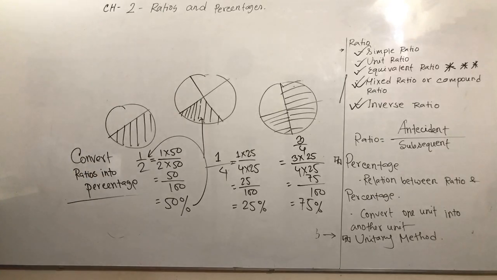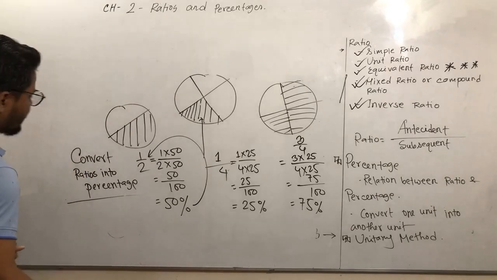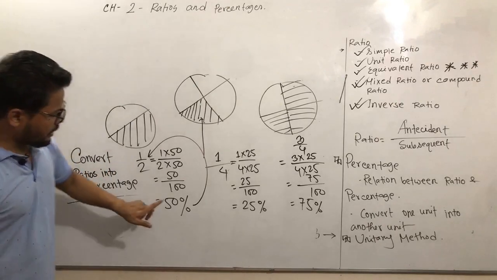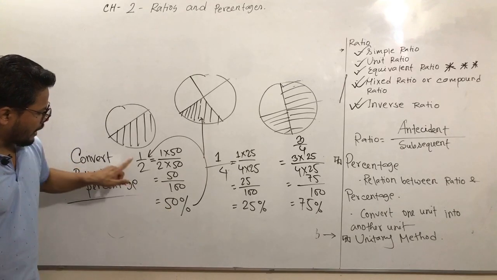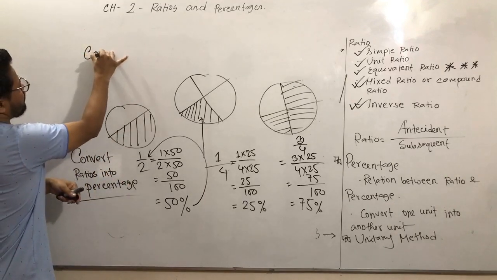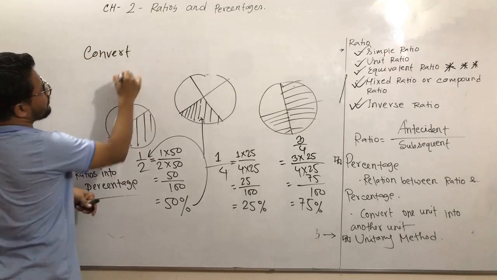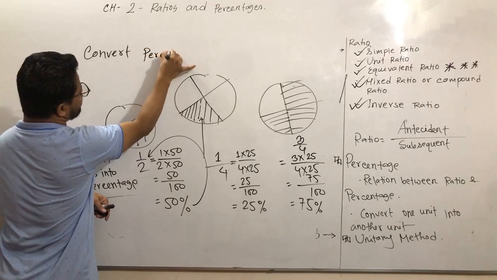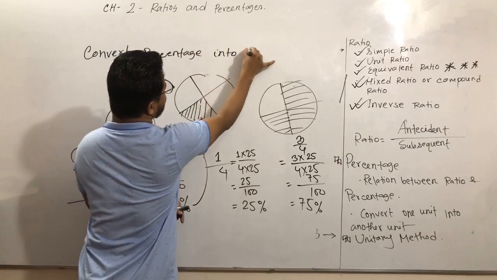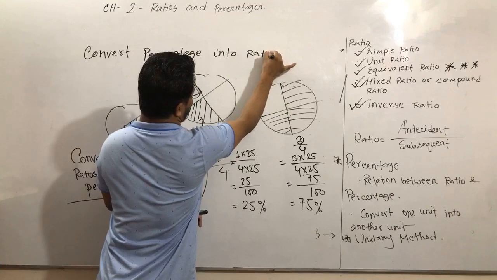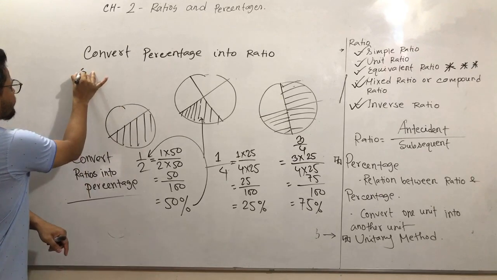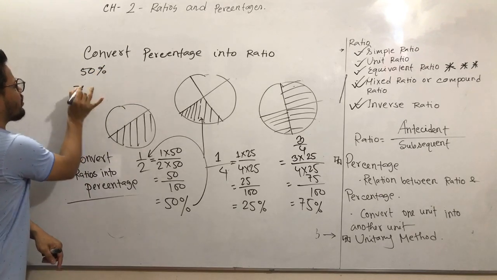Now let me explain another one. We will convert the percentage into ratios. Let me explain. This is 50%, and the fraction was 1 by 2 equals 50%. Now convert percentage into ratio or decimal number. Like this is 50%, the first one.